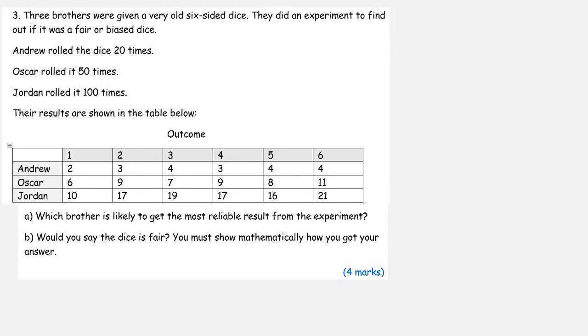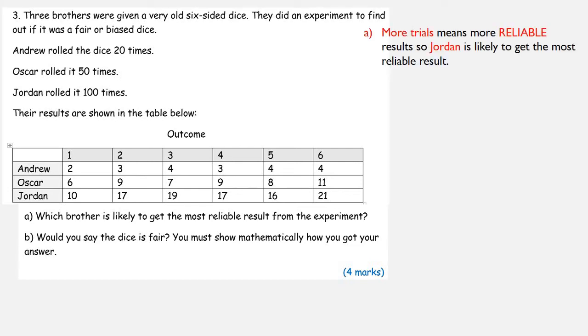Okay, question 3. Most people did very well on the first question, but people went about the second question slightly different ways. So we're just going to go through how to answer that one. So A, the most reliable result has got to be Jordan. Jordan did 100 trials as opposed to 50 or 20 trials by Oscar and Andrew, so he's going to get the most reliable result. More trials means more reliable.